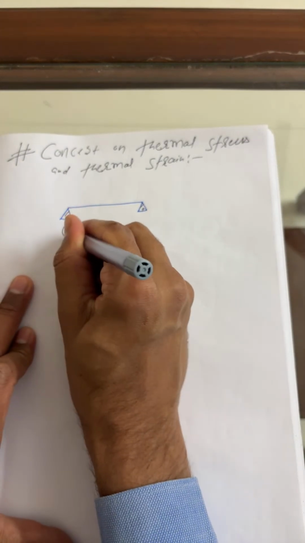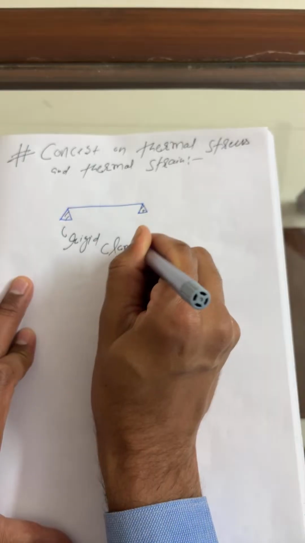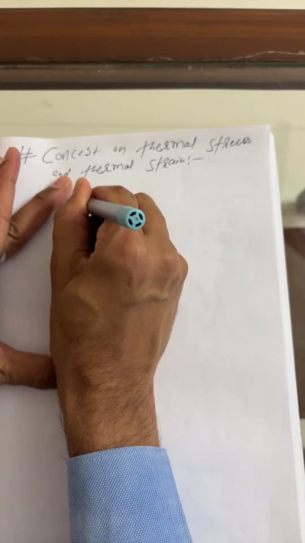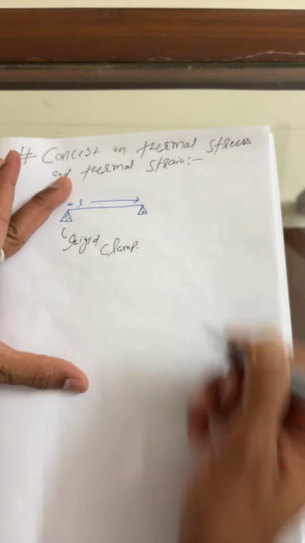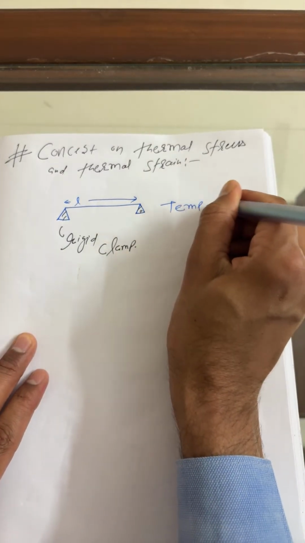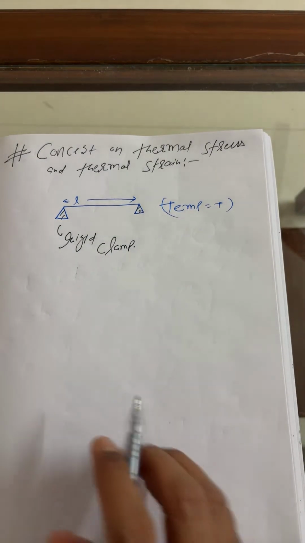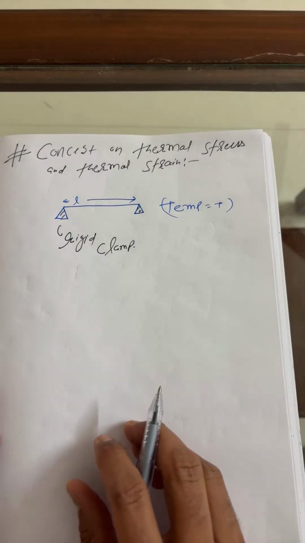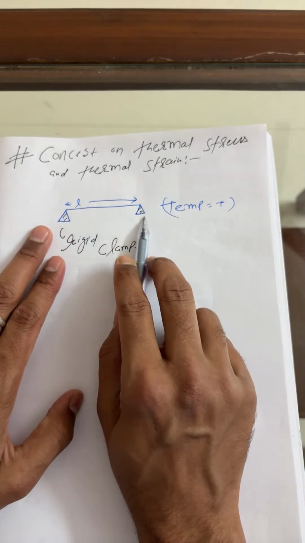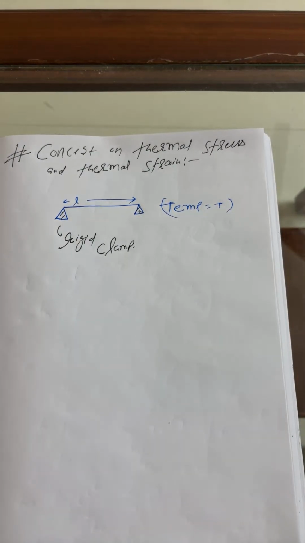So, students, this is a rigid clamp. What is a rigid clamp? You can take this as L. L is the length only here. Initial temperature, you can take, this is T. Initial temperature remains T only. But I know this clamp, a rigid clamp, will not allow the rod to expand.